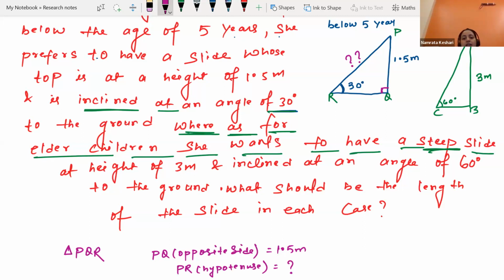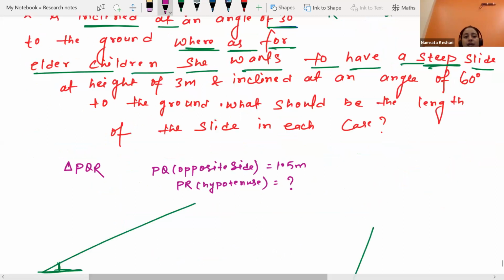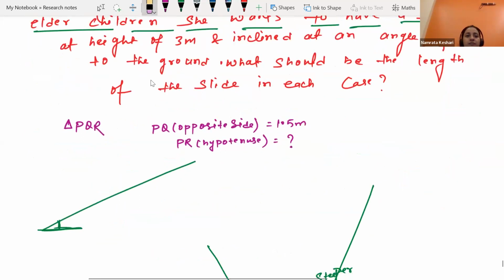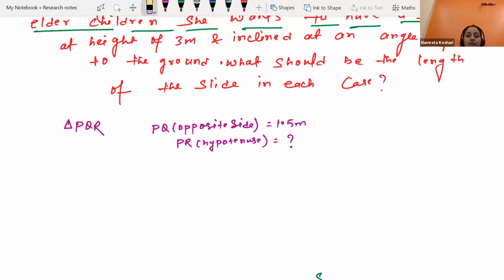Sin theta, cos theta, tan theta. Which one? Here we can use opposite and hypotenuse. Sin theta, right? So we will be using sine.